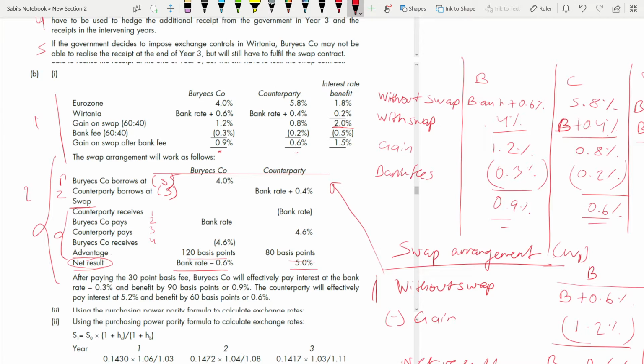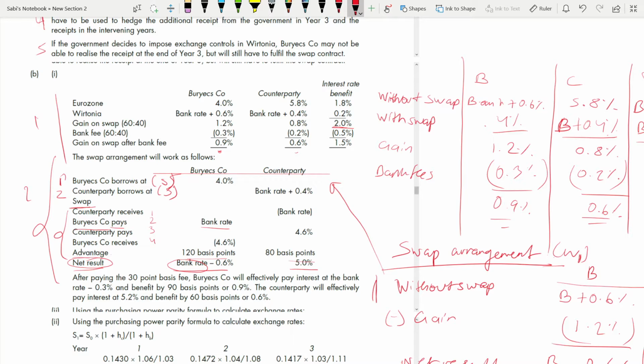So let's start with Bruce company. If you see that in Bruce company's net result, there's a bank rate here, that means you are paying bank rate. So Bruce company pays bank rate. You have to pay the bank rate. That means Bruce company is the one paying bank rate, because in the net result there is a bank rate. So if Bruce company is paying bank rate, it means counterparty receives that bank rate.